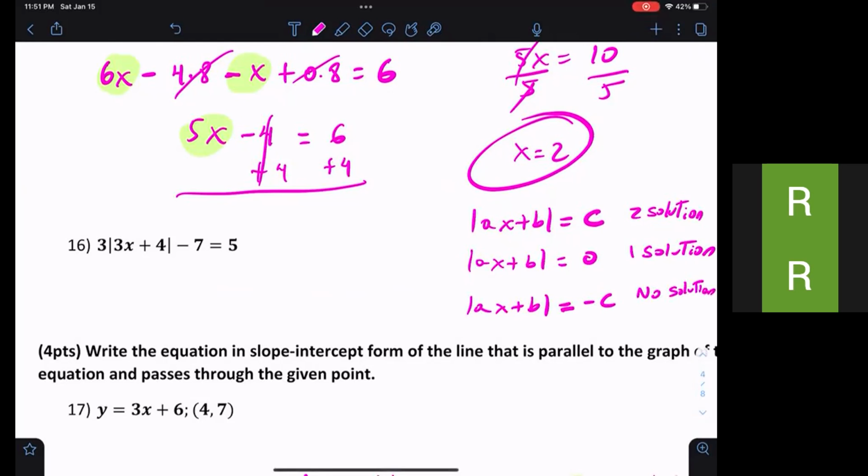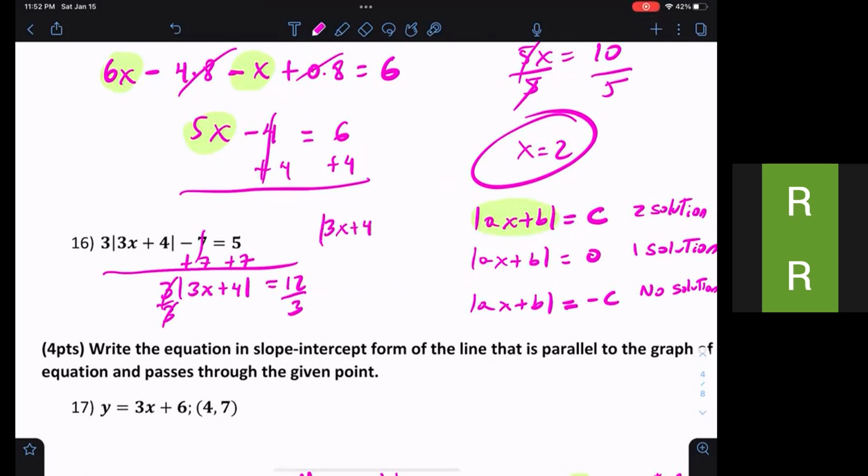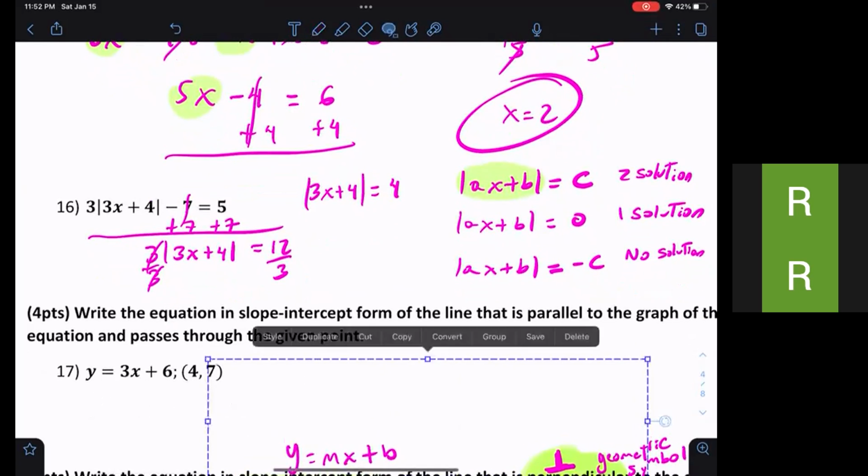So let's do this. I need to isolate to keep it in this form, basically, right? So I need to add 7. So this is 3x plus 4. This is 12. I need to divide by 3. So this is going to be 3x plus 4. It's going to be 4. Now I can set up one absolute value positive, one negative, right? One positive 4, one negative 4, right?